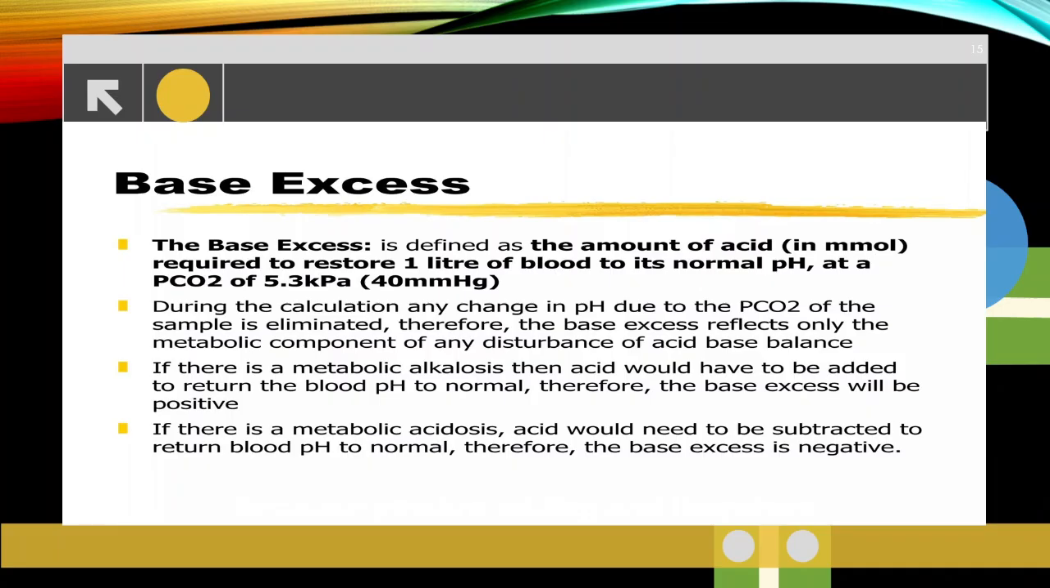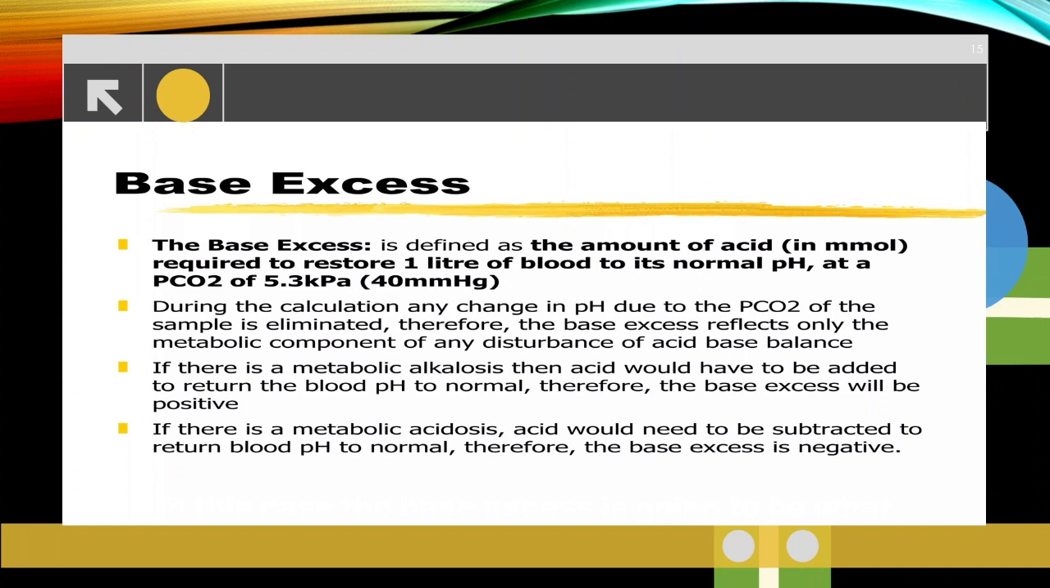Therefore, if you have been given an ABG to interpret and the base excess is positive, that means the derangement is metabolic alkalosis, because you are adding an acid to return the pH to its normal state. And then if there is a metabolic acidosis, that is, there are a lot of protons in the blood, what are you going to do? You need to remove the acid, to subtract the acid from the sample to return the pH to normal. Because you're subtracting, in this case, the base excess is going to be negative.